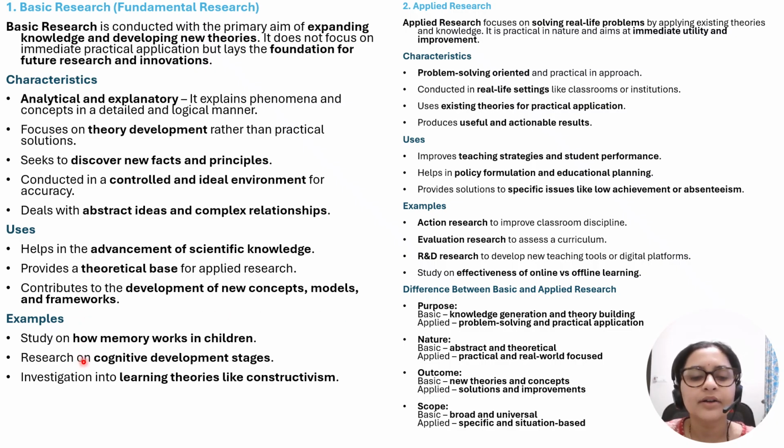Examples are study on how memory works in children, research on cognitive development stages, and investigation into learning theories like constructivism. Second type of research is applied research. Applied research focuses on solving real life problems by applying the existing theory and knowledge. It is practical in nature, whereas basic research is theoretical in nature. It aims at immediate utility and improvement, the correct opposite of basic research.